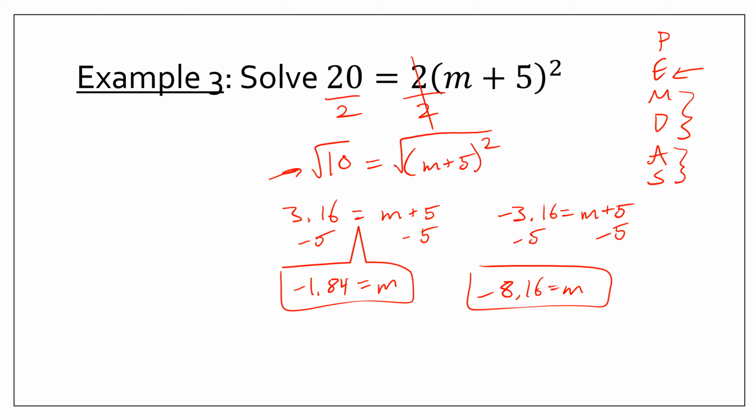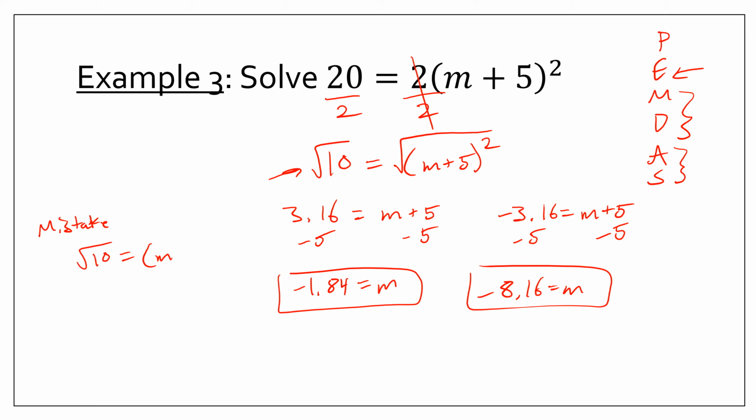Two different answers. Here's a common mistake that I see. So we'll put this over in the mistake column, and then we'll be done for the day. Here's the mistake I see. After taking the square root of both sides to cancel the square, sometimes I see students doing this.